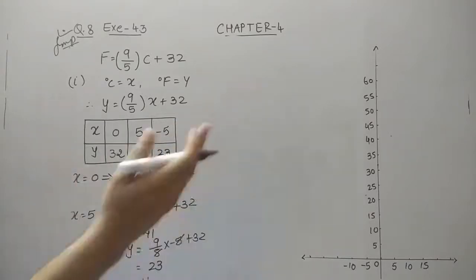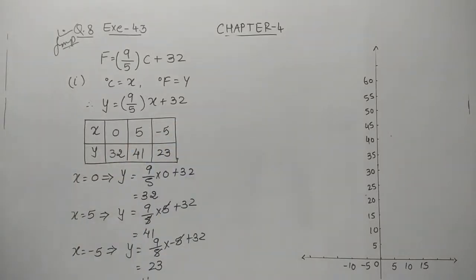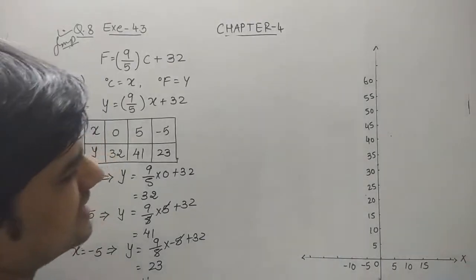Now let us represent these values on the graph paper, which I have already prepared here. You can see here that I have taken a gap of 5 on the x and y axes. Here the axis is considered as Celsius.